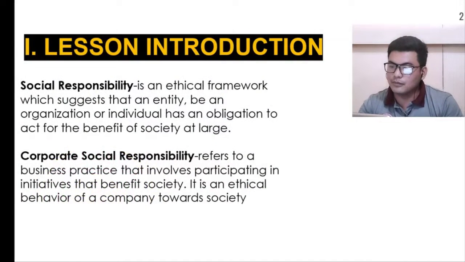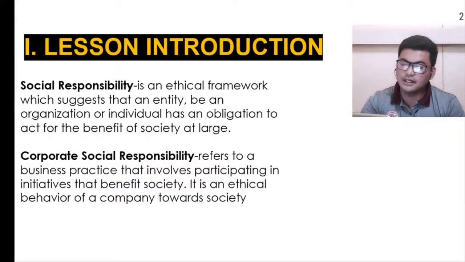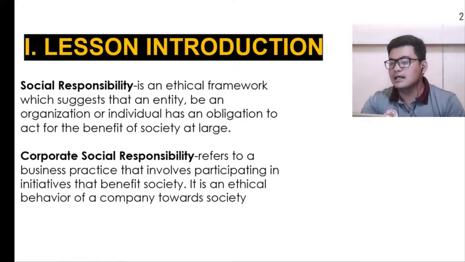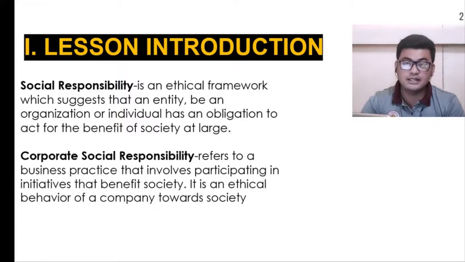So, social responsibility, let's define these two terms na mahalaga para sa ating lesson. First is social responsibility, an ethical framework which suggests that an entity, be an organization or individual, has an obligation to act for the benefit of society at large.